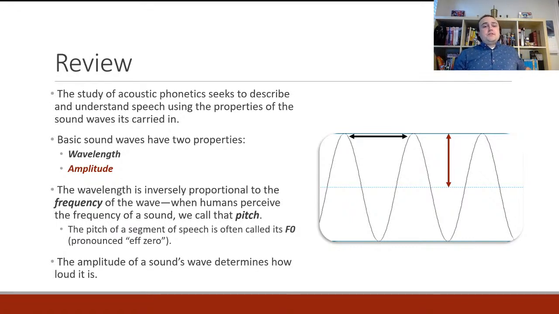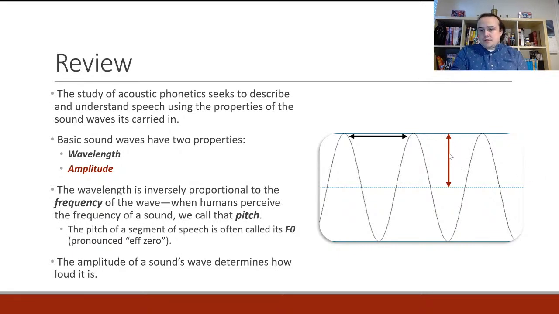So, the study of acoustic phonetics seeks to describe speech using the properties of the sound waves that it's carried in, right? All waves have two properties. They've got wavelength and they've got amplitude. Wavelength is, if you imagine a nice simple up and down curvy wave, the distance from one peak of the wave to the other peak, or one trough to another trough, the high points or the low points. Measure the distance between them, and that gives you your wavelength. And if we're talking about light waves, the wavelength determines what color that light is when you're looking at it.